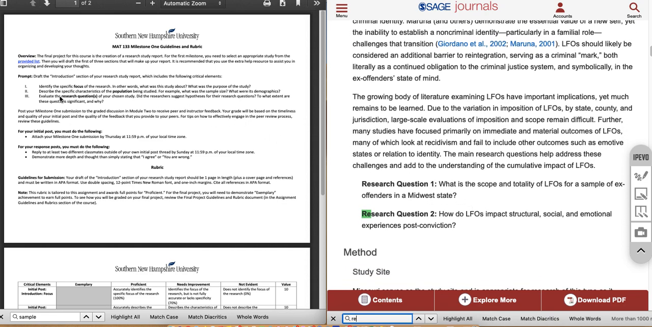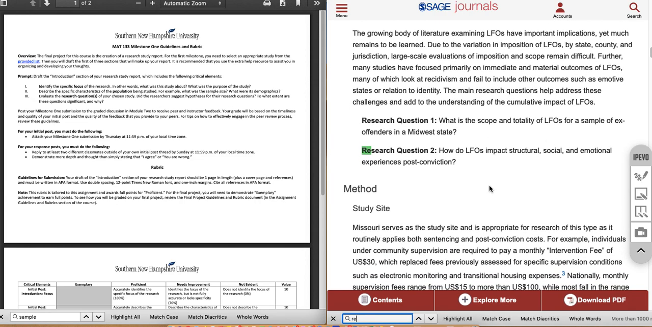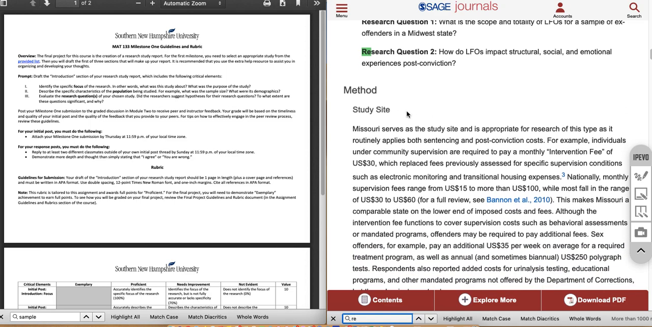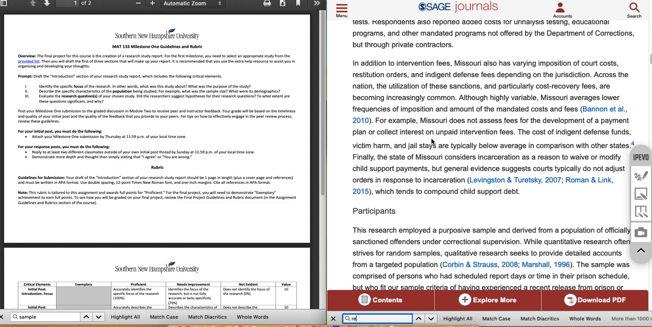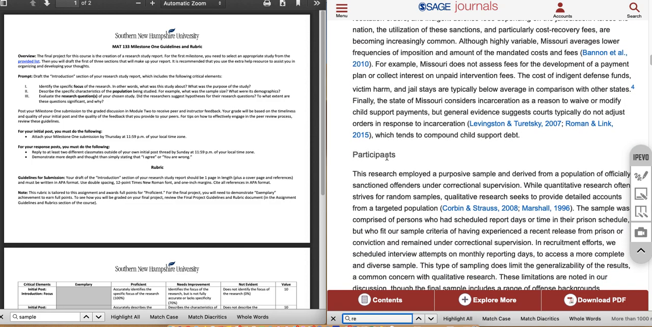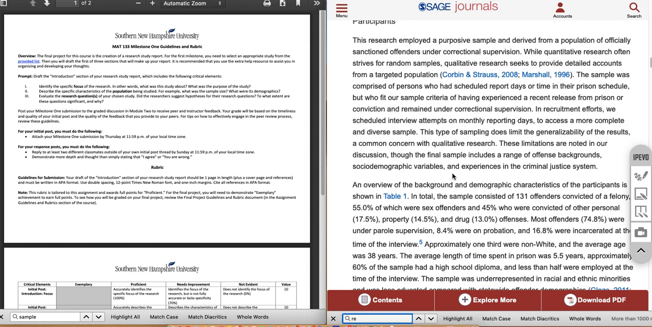And then describe the specific characteristics of the population being studied. For example, what was the sample size? What were its demographics? Here, I think it's interesting that it's a sample of ex-offenders in a Midwest state. So what is the scope and totality of it? Kind of interesting. So the method is how the study is put together, and you want to definitely read through that again, reading things time and again.